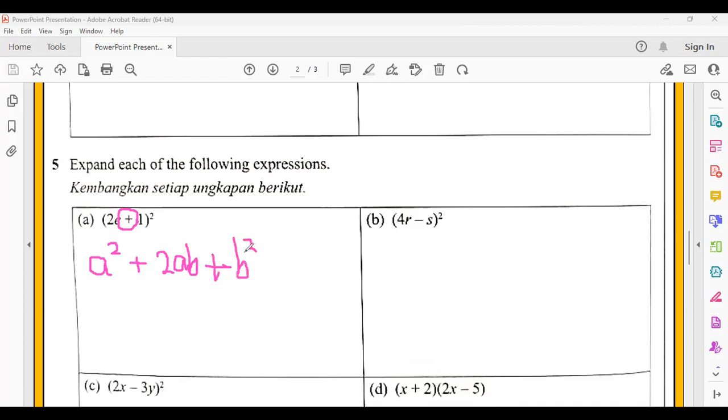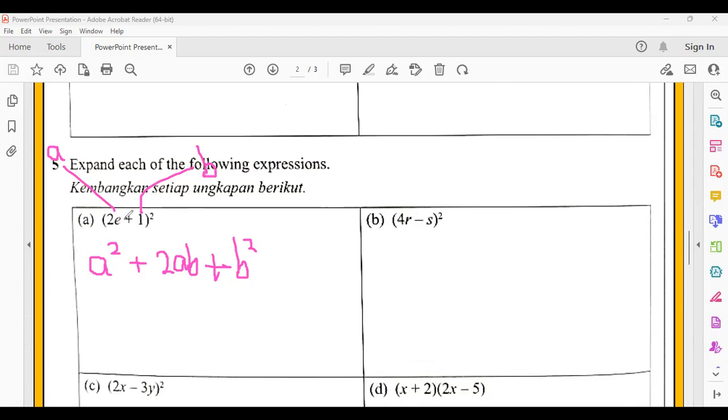Can you repeat that again on your own? A squared plus 2ab plus b squared. What does it mean? Look at your bracket. This is your A and this one is your B.